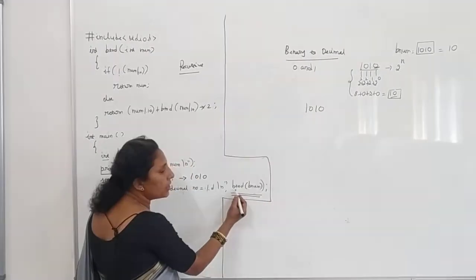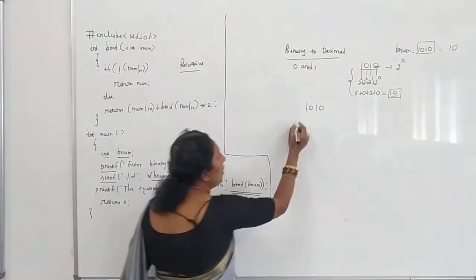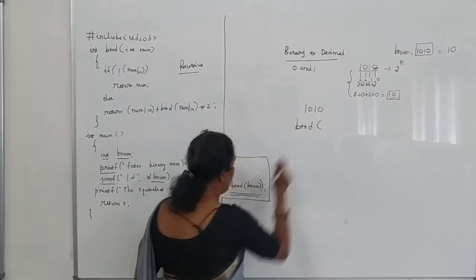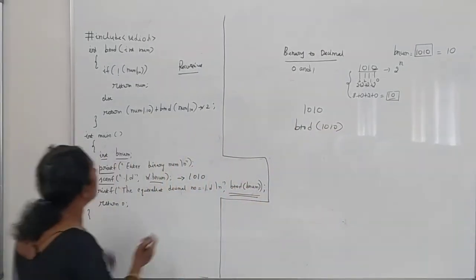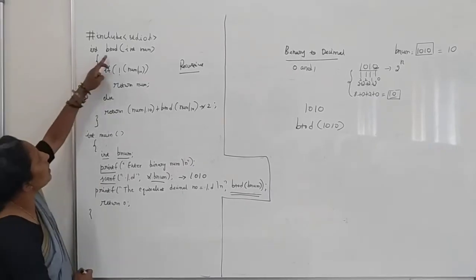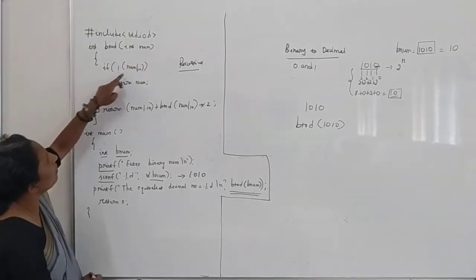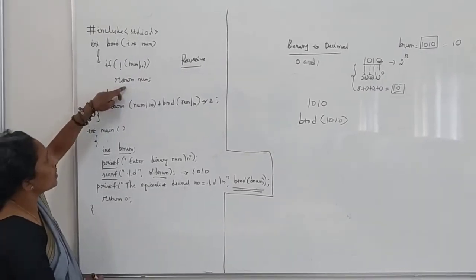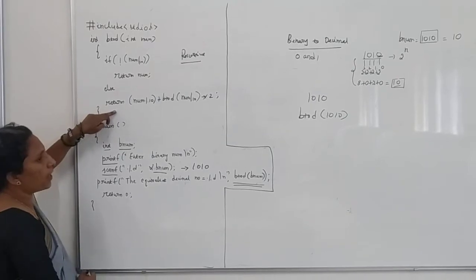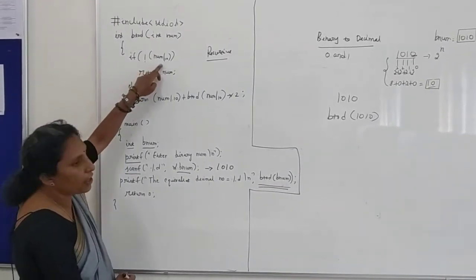Here the recursive function name is binaryToDecimal of dnum, where the argument is the binary number, that is 1010. Now the control will go to the function. In the function we have passed the binary number, and the condition is if not of num by 10. If the condition is true, that will be executed here, otherwise it will go to the next part.